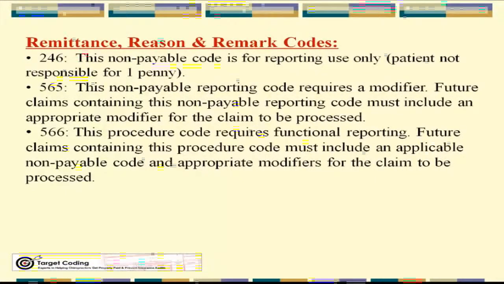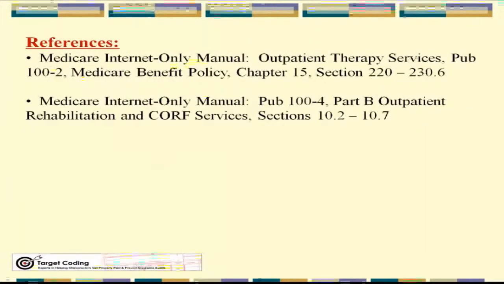566, procedure requires functional reporting. So you may see these on your Medicare EOBs. And here's your references that you should be checking out. It's the Medicare Internet-Only Manual, Outpatient Services, Publication 100-2. This is the Medicare Benefit Policy Manual, Chapter 15, Sections 220 to 230.6. You must check that out if you're going to be reporting these codes. The other one is Publication 100-4, Part B, Outpatient Rehab and CORF Services, Sections 10.2 to 10.7. Please check those out.